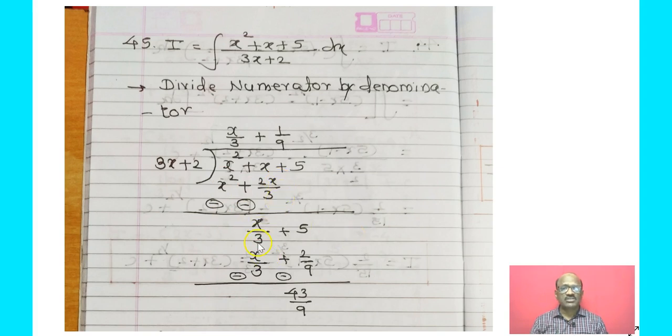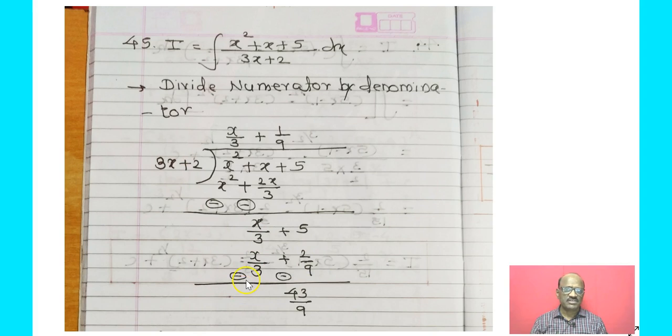Again here is x upon 3 plus 5. Means what? We require here x upon 3. Now by which term should we multiply this 3x, then you are getting x upon 3? And the term is 1 upon 9. Therefore 1 upon 9 into (3x plus 2) becomes x upon 3 plus 2 upon 9.